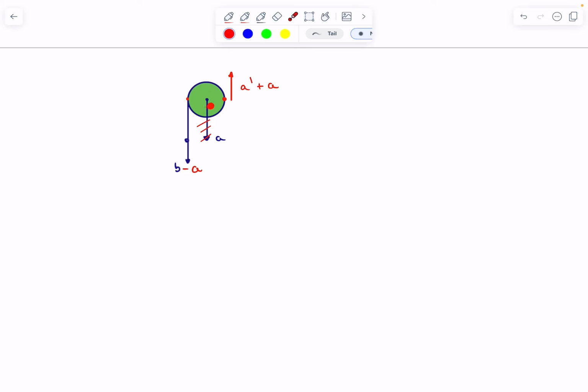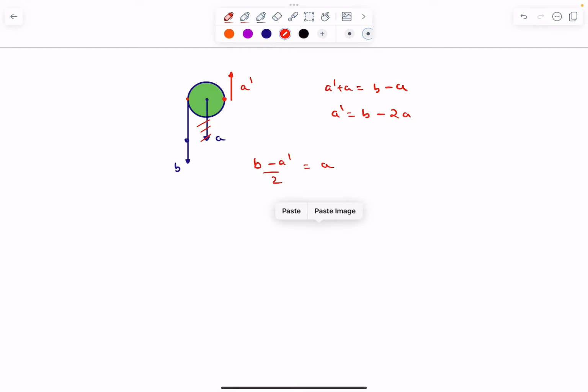Now, as we are observing with respect to the pulley, we should only see a rotational motion, which means it should have some alpha, which means we can write R alpha equals A dash plus A and R alpha equals B minus A. So these both have to be the same, right? So A dash plus A should be B minus A. And from here we'll get A dash as B minus 2A. Or what you can do is take the average of these two. As A is downwards, we'll take the downward direction as positive. So (B minus A dash) by 2 is the average, and this should be equal to A. It's the same thing basically.